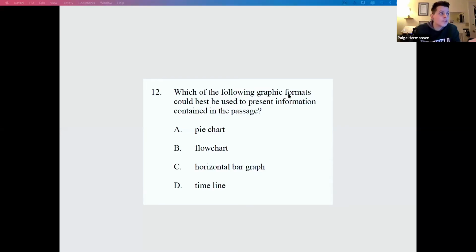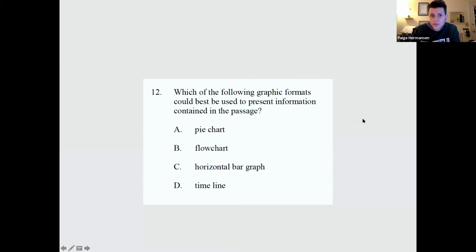So when it comes to a question like this, it really depends on what type of information they're asking you to graphically represent, right? If it's a pie chart, it's looking for portions of a whole. If it's a flow chart, it's looking for processes. If it's a horizontal bar graph, depends, right? Usually, I don't know, amounts, totals, growth, this sort of thing.